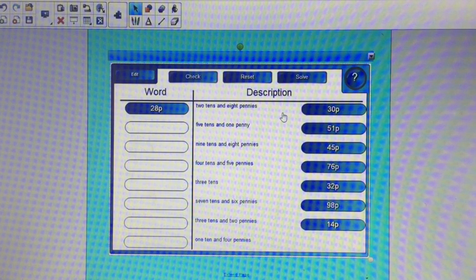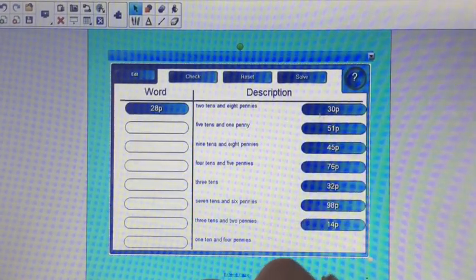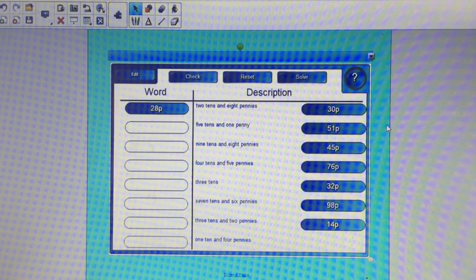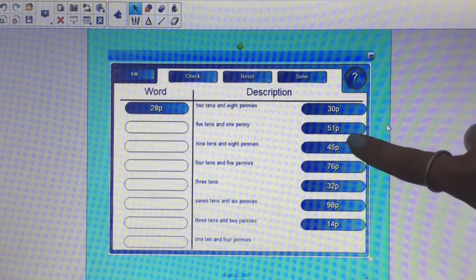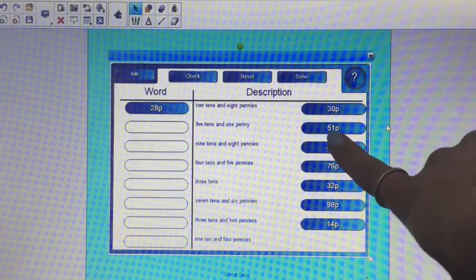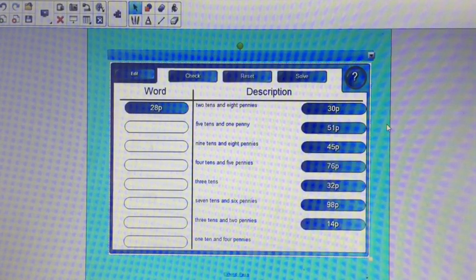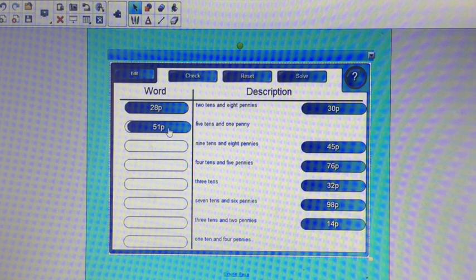So now that we've done the first one, have a go at the second one. 5 tens and 1 penny. Have a look at the options. Can you find 5 tens and 1 penny? Ready? 5 tens and 1 penny is the second one here, 51p. 5 tens for 50 and 1 penny, 51. So let's drag that along and match that one up. 5 tens and 1 penny is 51p.